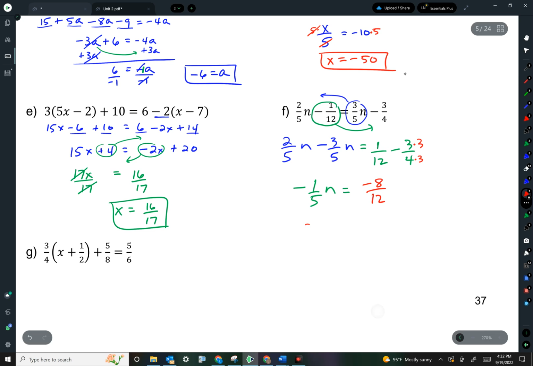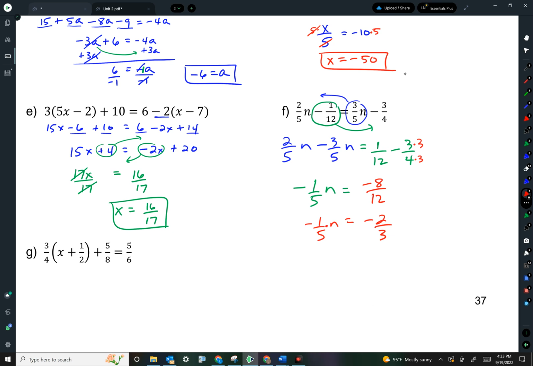So here's where I am. I have negative 1/5 n equals negative 2/3. Okay, next step. If I want to solve for n, how do I get rid of the 1/5? Well, it's a fraction, so I know it's kind of strange looking. One way to get rid of a fraction, well, let me back up. So I could divide both sides by 1/5, because isn't that 1/5 being multiplied by n?